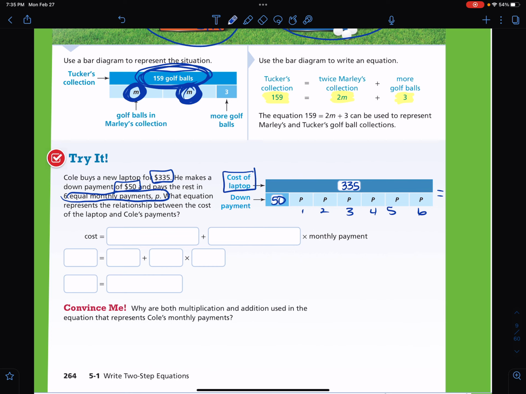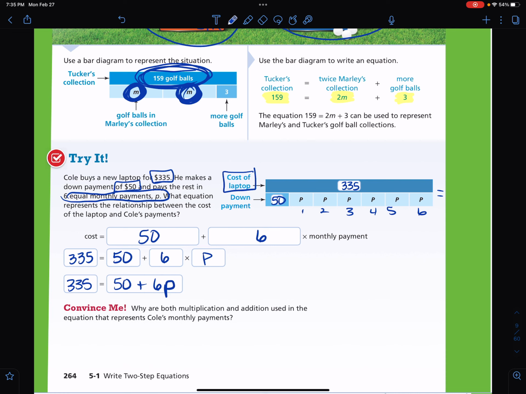So the cost I'm going to fill in right here is $335 equals $50 plus 6 times P. Okay, so I could fill these boxes in just like so. So that means the equation would be 335 equals 50 plus 6P. They're not telling me to solve it at this point. Could we solve it? Yes.